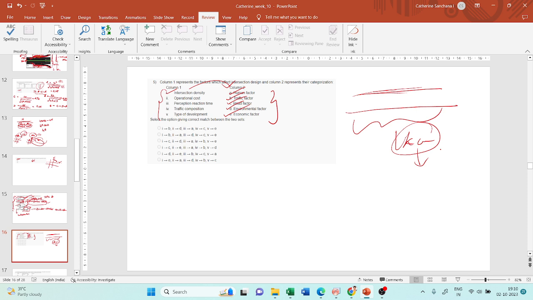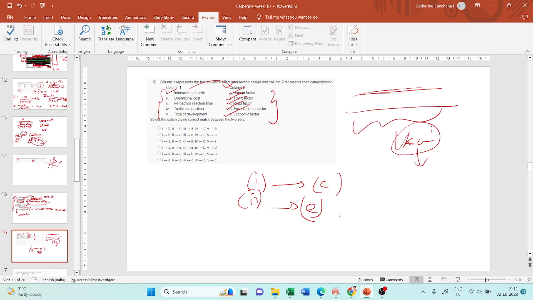Okay, so as I said, it is part of a road. Intersection density is part of road characteristic, so it will fall under road factor. Operational cost, as the name clearly says, cost refers to economic, right? So operational cost comes under economic factor. So the answer to this is E.